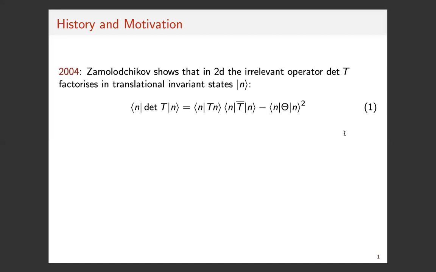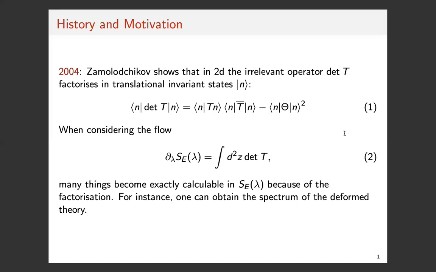With this at hand, say now I add this determinant of T to an action, then in fact a lot of things become calculable because of this factorization property. So in particular, what was studied by Zamolodchikov and also by Smirnov and Zamolodchikov later, is that if I consider a flow equation of the form 2, where I continuously change the Euclidean action by adding determinants of T. And T here on the right-hand side is the T corresponding to the deformed theory. And so this is really a non-trivial differential equation that sets off a particular flow in theory space.